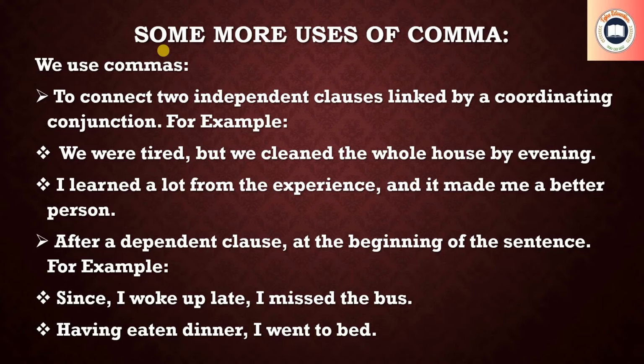Now the next rule: after a dependent clause. What is a dependent clause? An independent clause is a clause that makes a complete meaning and has sense by itself. The dependent clause is the exact opposite of the independent clause. Such sentences or clauses do not make a complete meaning by themselves and do not have any sense on their own.